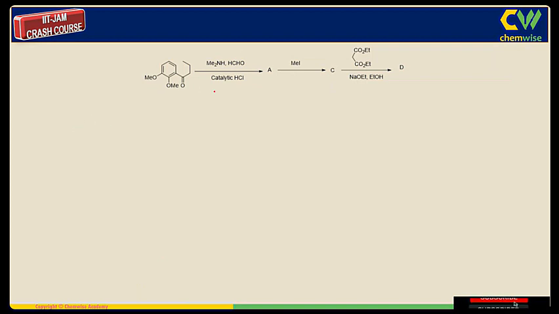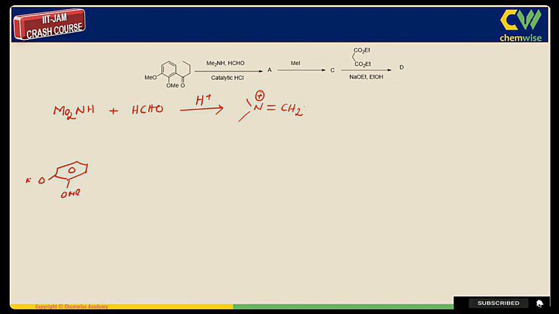Okay, let's just compare the stacks. We have a secondary amine, and in presence of H2 and H plus, it will form an iminium ion, CH2=NMe2 plus, and we have this different carbonyl group in presence of H plus.